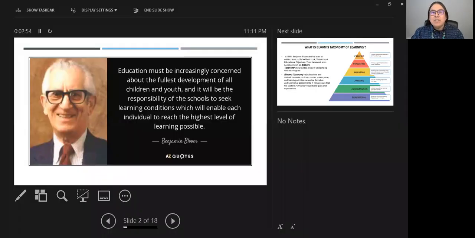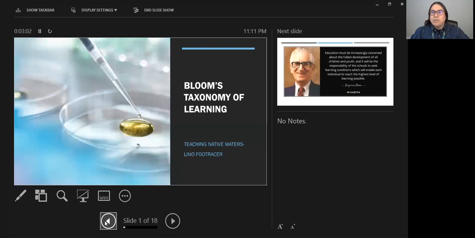Okay, so let me start off with slide 1. Bloom's taxonomy of learning. And let's go. Teaching native waters.